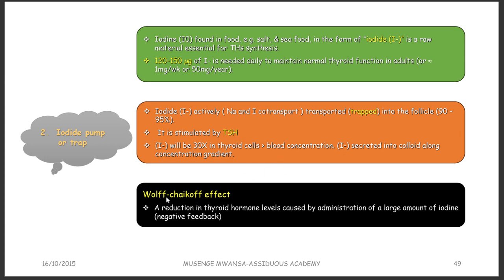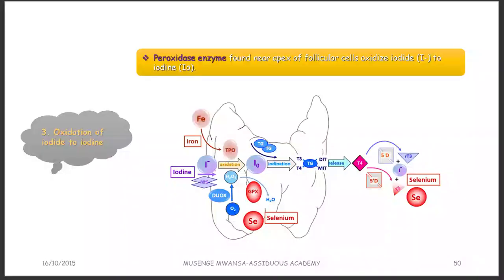So there's what is known as the Wolff-Chaikoff effect, a reduction in thyroid hormone levels caused by administration of large amounts of iodine. Remember, when you have got a lot of iodine, it will send a negative feedback to the brain to say, okay, enough of what we are producing. So that's known as the Wolff-Chaikoff effect.